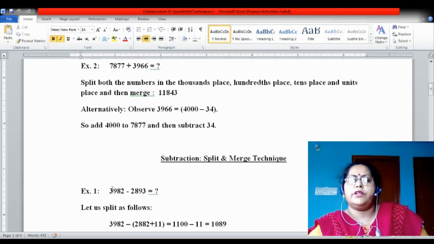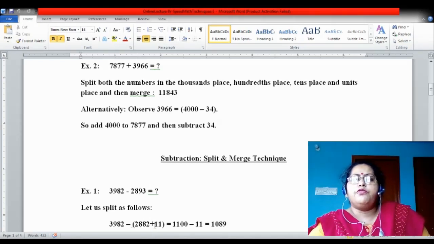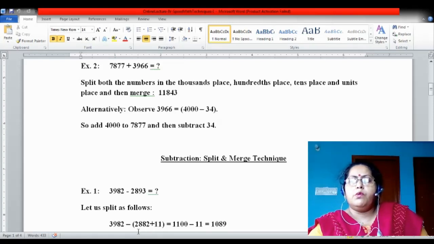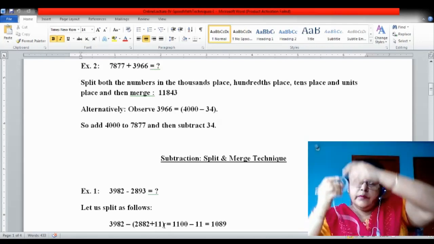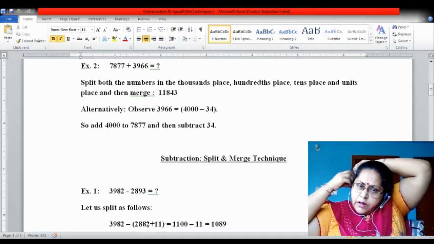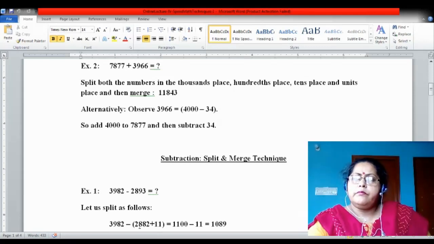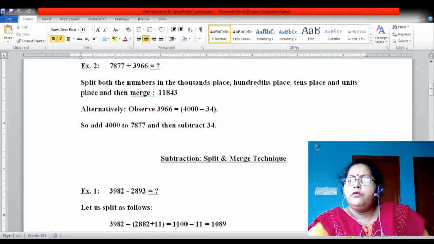3982, this is 2893. Now if I split this 2893 more intelligently in a way that I have the same 82, then we can get the subtraction very easily. So what I have done here is 2882, and if I take 82, how far am I from 93? It's 11. So 2882 plus 11. Now 3982 minus 2882, the last two digits are 0, and 39 minus 28 is 1100. So 1100 minus 11, 1089.